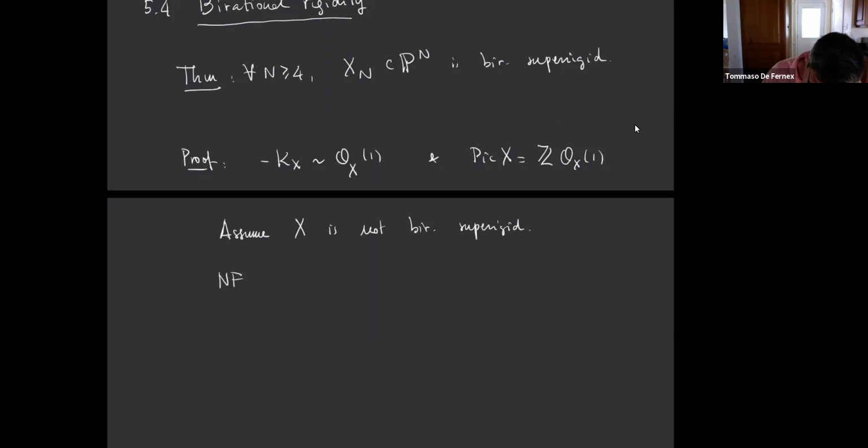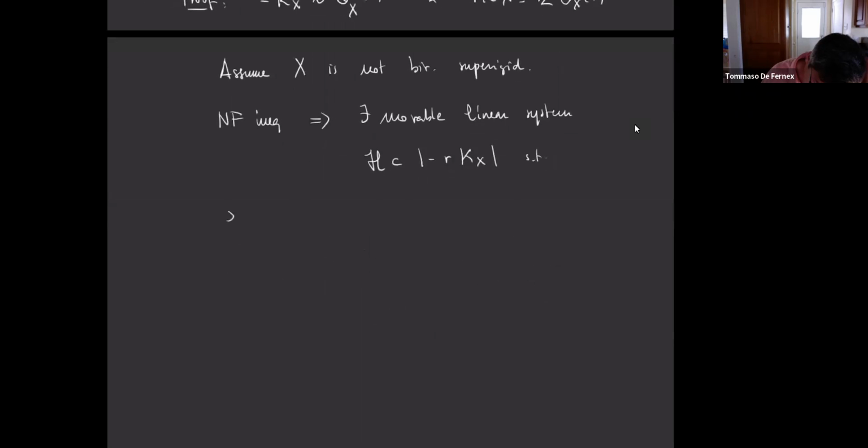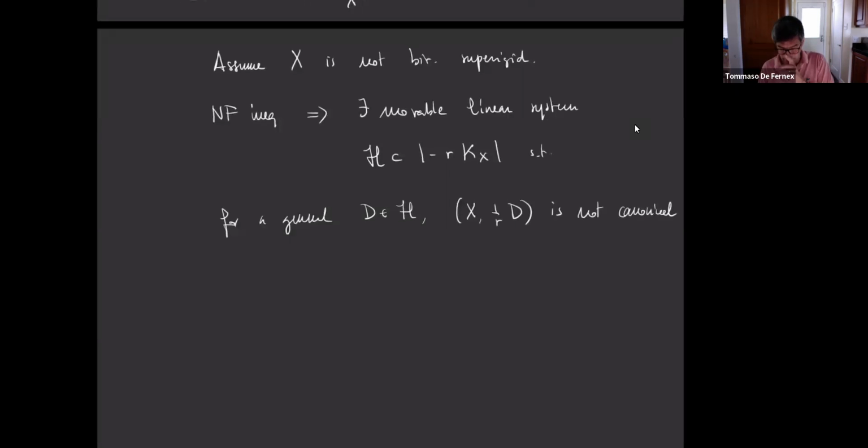Then we apply the Noether-Fano inequality. It implies that there exists a movable linear system H inside some multiple, by Lefschetz, of the hyperplane class, which is the same thing as a multiple of the anti-canonical class, such that for a general element D inside H, the pair (X, (1/r)D) is not canonical. That was the Noether-Fano inequality if you start with a Fano manifold of Picard number 1.